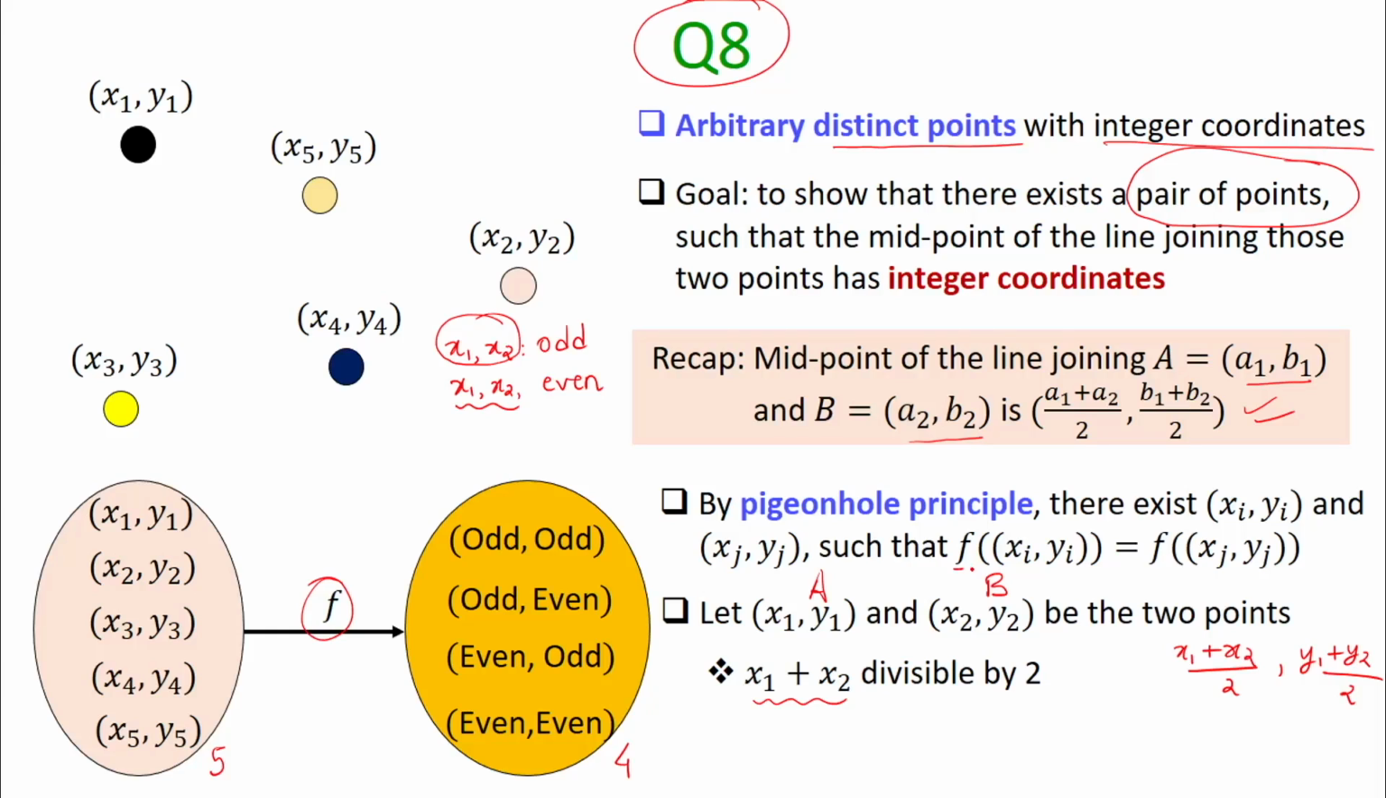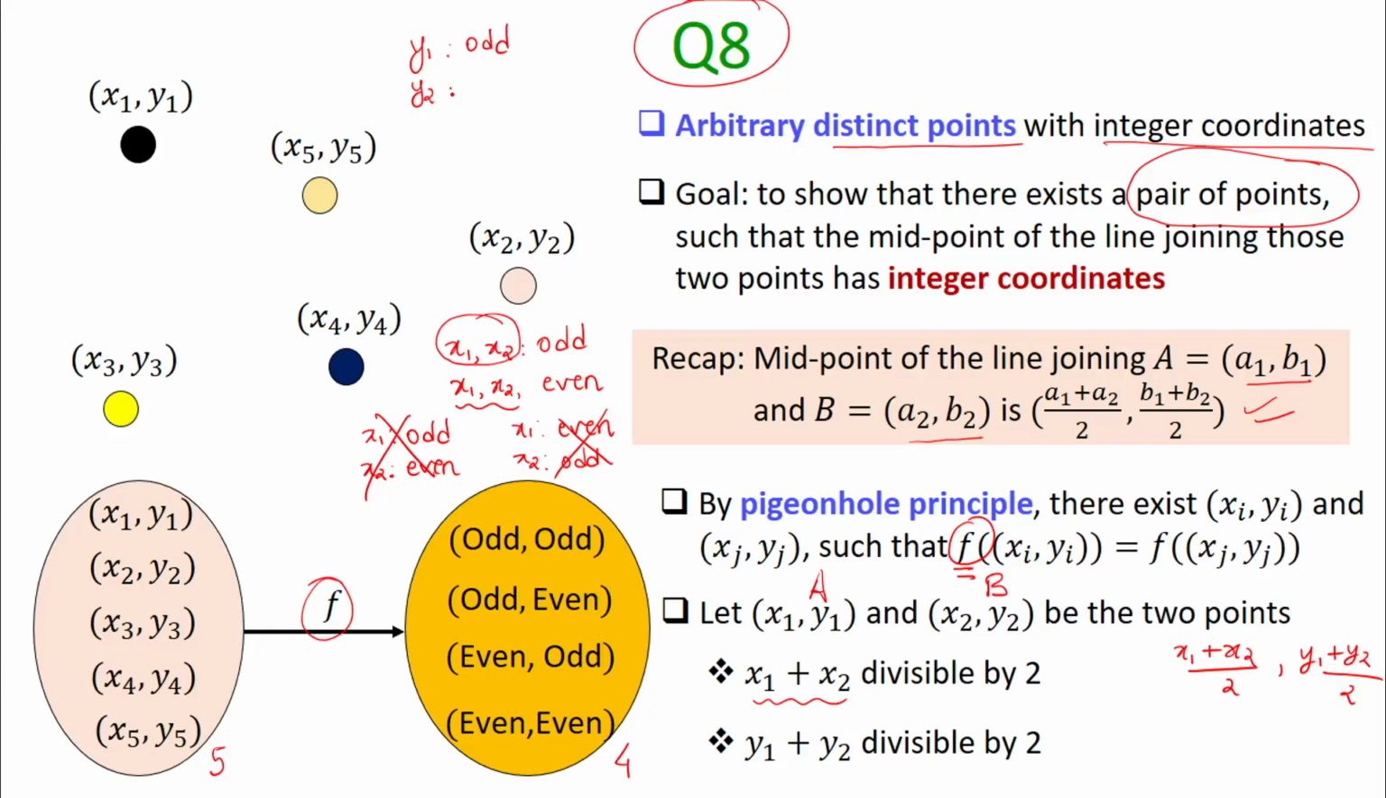Right? And as per our assumption, it's not the case that x1 is odd and x2 is even, because we are considering the case when the output of the f function on these 2 points A and B are the same. In the same way, we can't have the case where x1 is even and x2 is odd, because that's not the property of the points A and B. Due to exactly the same reason, the types of the y1 and y2 coordinates are the same. Either they are both odd or both of them are even. And again, in this case, it's easy to see that y1 plus y2 will be divisible by 2. And that shows that this statement is correct.